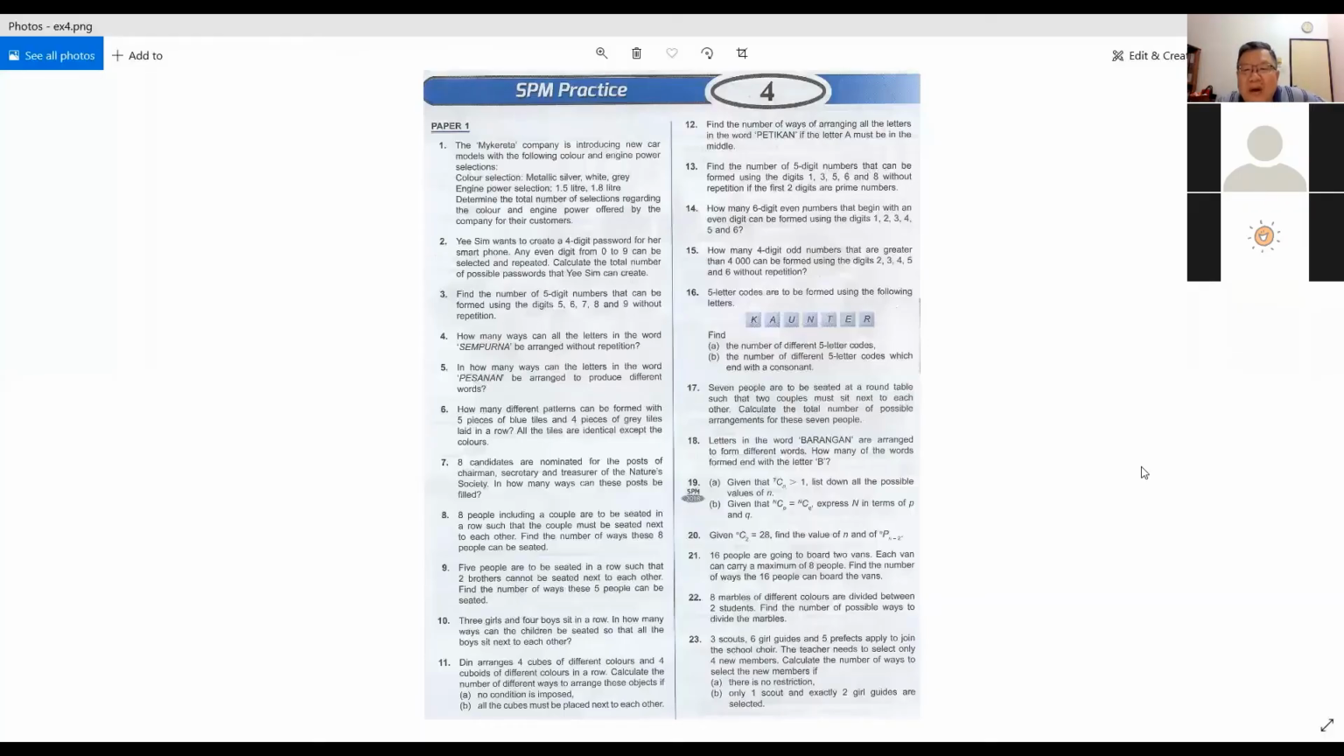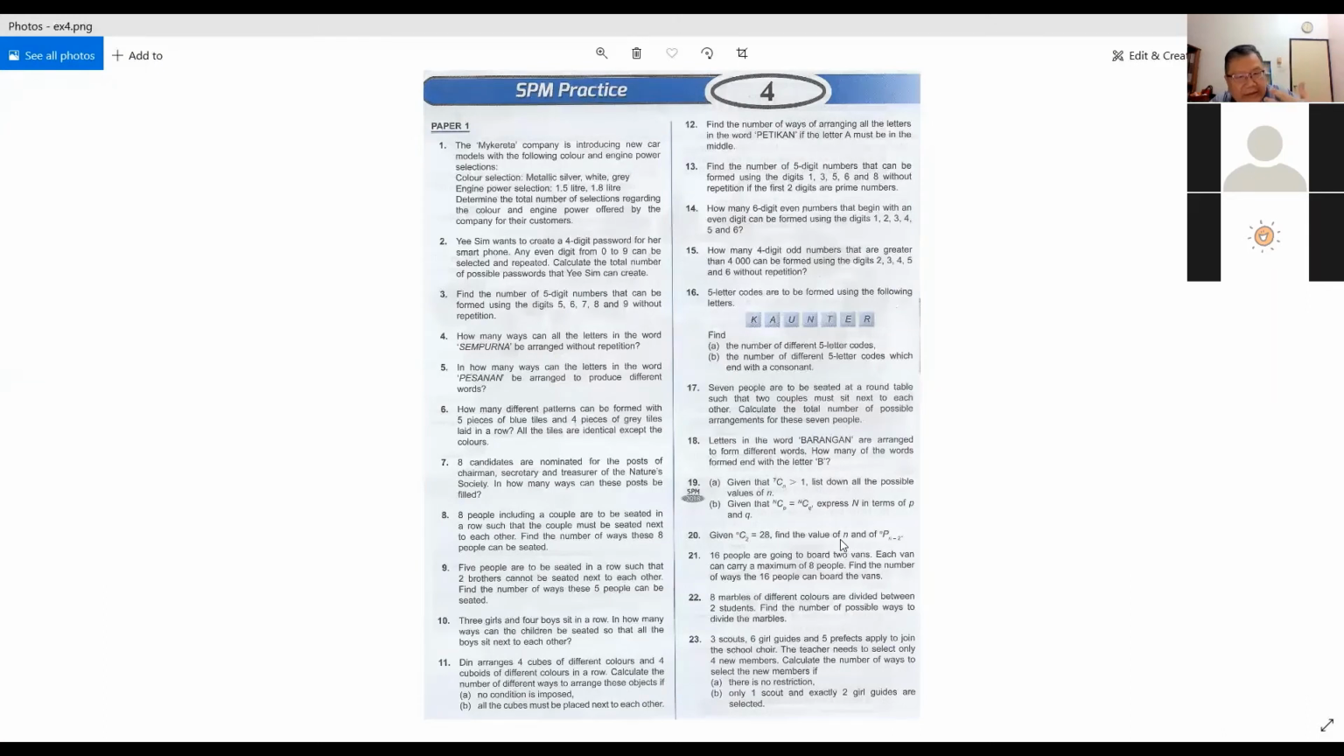Now you look at question number 19. Number 19. Can you see this question 19 here? Okay. Question 19, they have n greater than 1. List out all the possible answers. Given that nCp equals nCq, express n in terms of q. Then they said nC2 equals 28. Find the value of n.